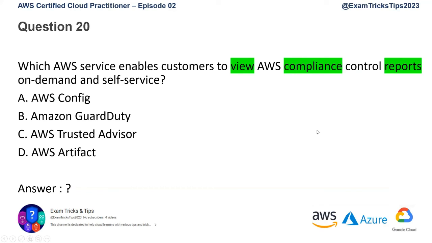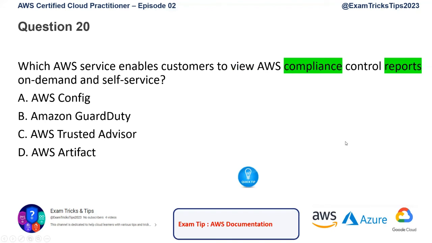I've highlighted it, there's not much in this question anyway. We are talking about what we have to use to view compliance control reports. I know you also know the answer, but we'll go one by one and see what each of the options does. So we'll refer to AWS documentation, obviously, for all of this, and I'll give you the links in the video description.